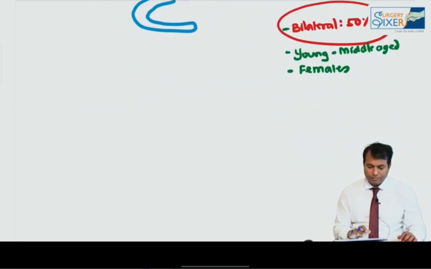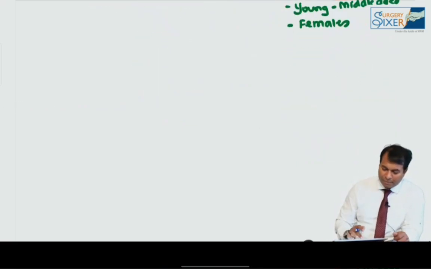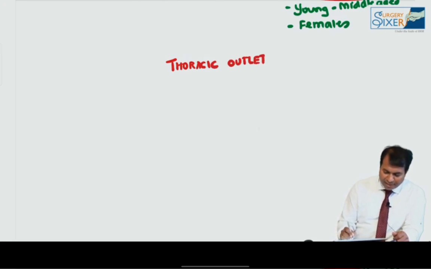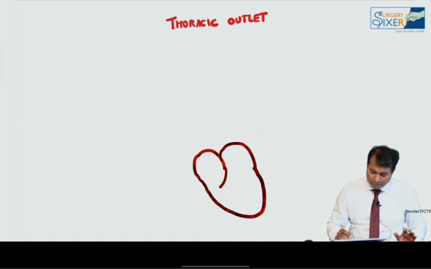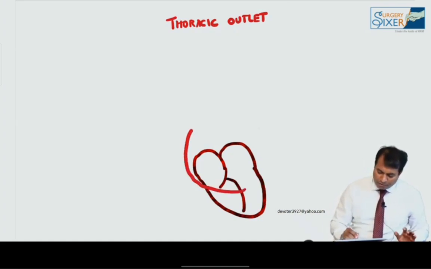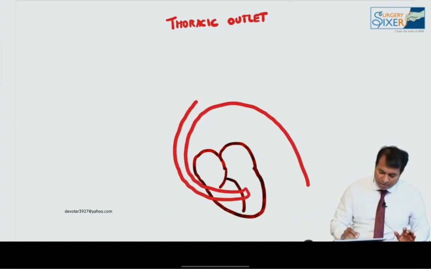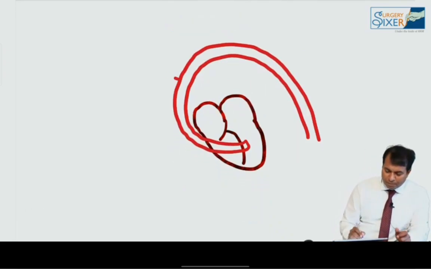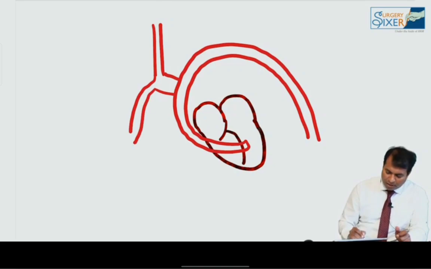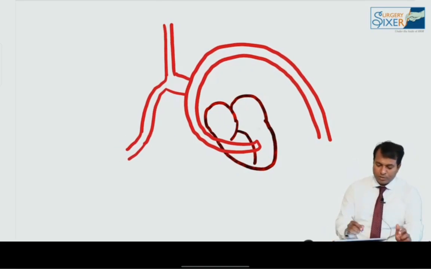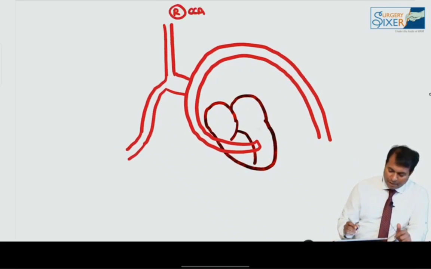Now I'm going to draw one anatomy, which is very important. I'm going to explain what is thoracic outlet. Please focus on this anatomy. If you understand this anatomy, this question is nothing. So please understand, this is the heart, and this is the arch of aorta coming like this. From this arch of aorta, this is the brachiocephalic trunk. This gives the common carotid artery, and this is the subclavian artery coming like this. So this is the right side common carotid artery, and this is the right side subclavian artery.